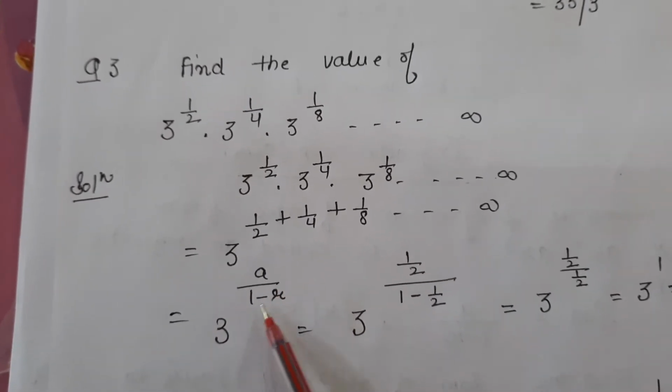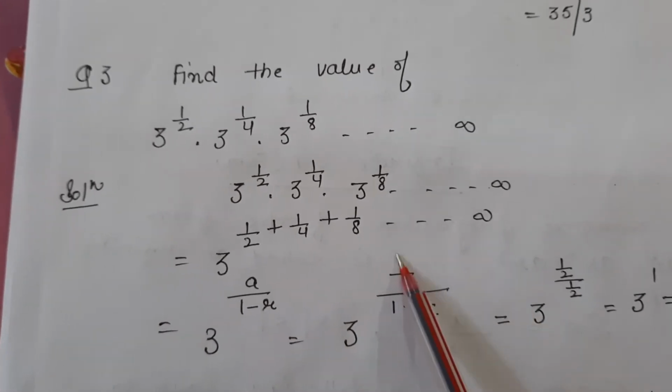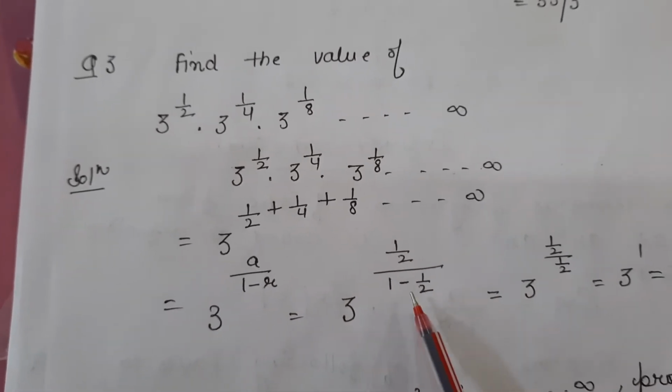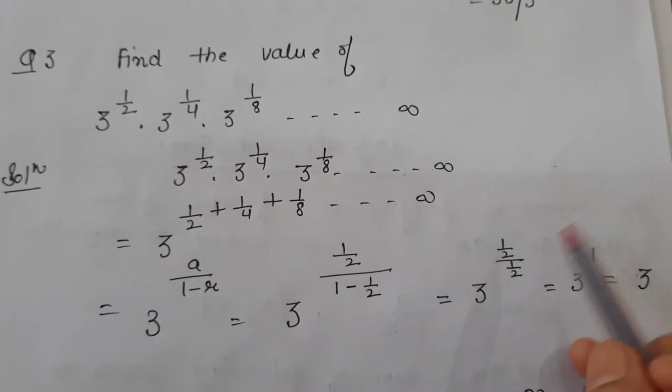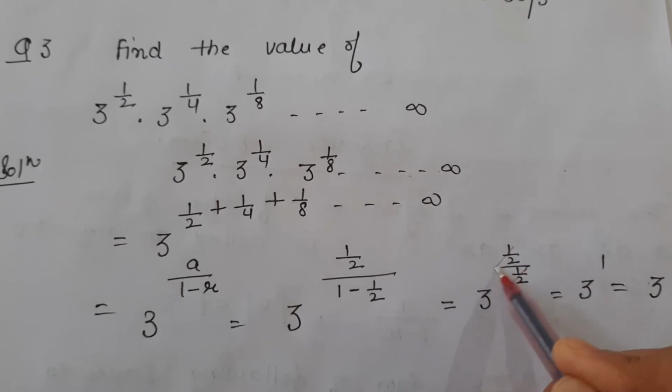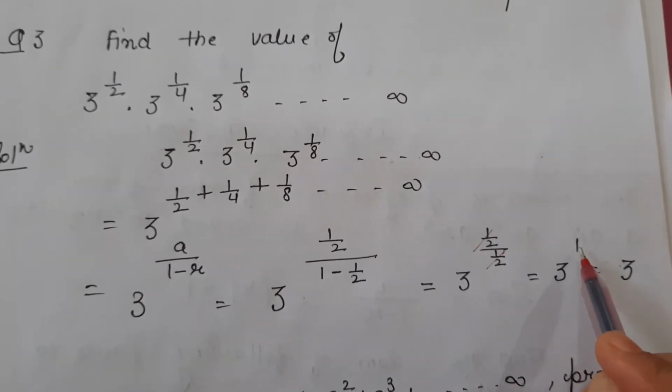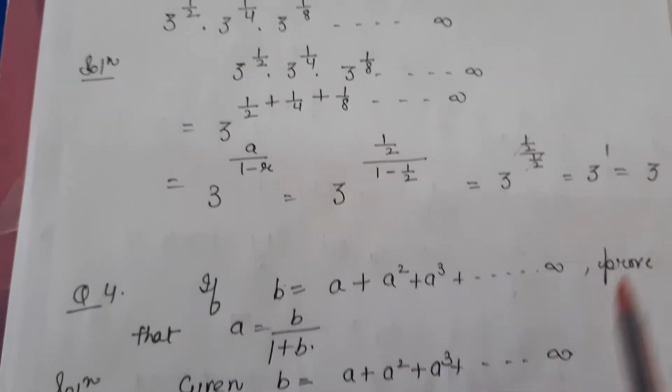A upon 1 minus R. A is 1 by 2, R is also 1 by 2. So 1 by 2 divided by 1 minus 1 by 2. So you see this power is going to cancel. You are going to have 3 raised to the power 1. So answer is 3.